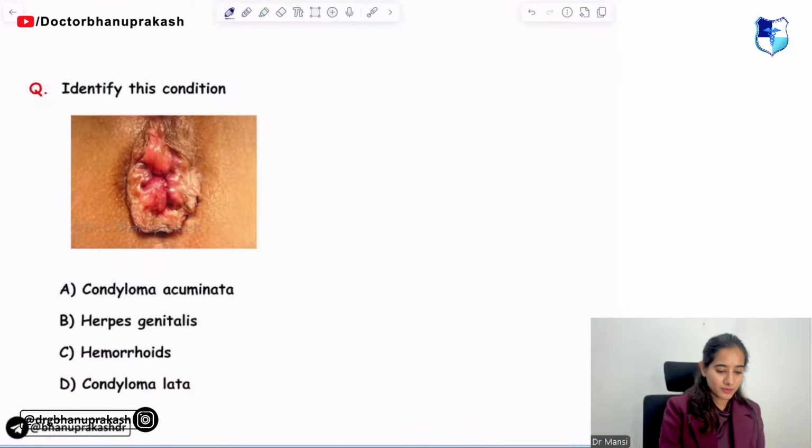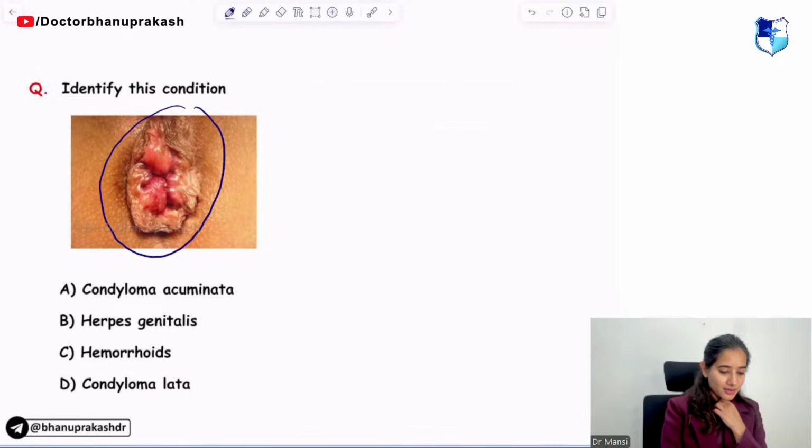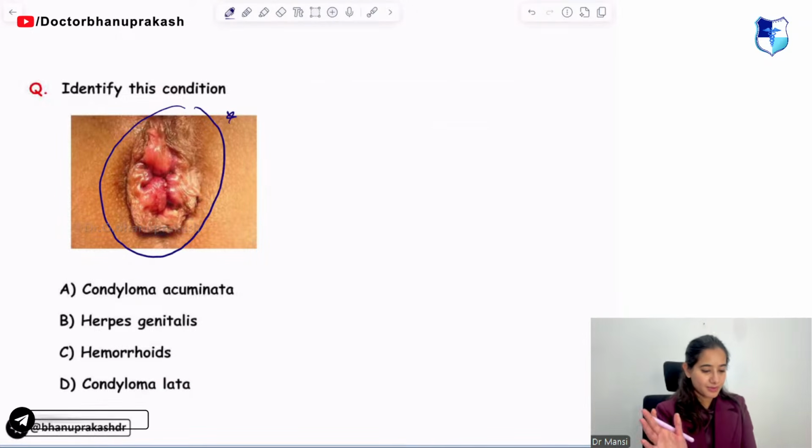So, I told you when we discussed this image that it has been asked previously, but you can't mix it. So don't confuse this image. They just gave the image and asked the condition.